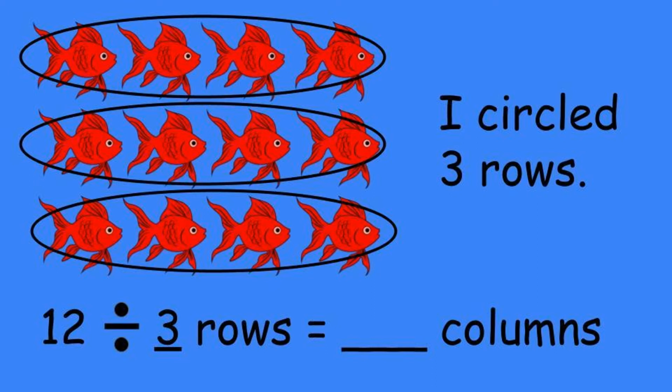It's the largest number. Then we're going to divide it by the amount of rows. In this case, you can see that we have 3 rows. Each row is circled so you can see where the 3 rows are. Notice that a row goes left to right.